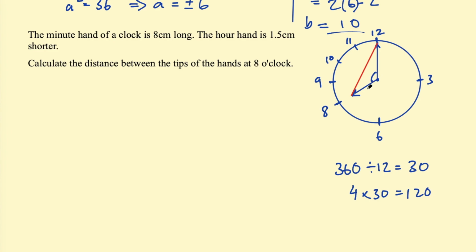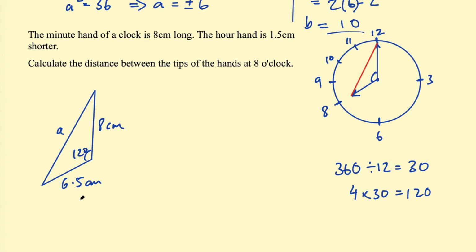This is a tricky question because you need to fill in all of the details on a diagram you draw, in order to figure out how to answer it. So what we're actually doing here is solving a triangle with an angle of 120 and sides of 8 centimeters, that's the minute hand, and the hour hand is 1.5 centimeters shorter, so 6.5 centimeters. And what we're looking for is this side over here. Let's call that A.